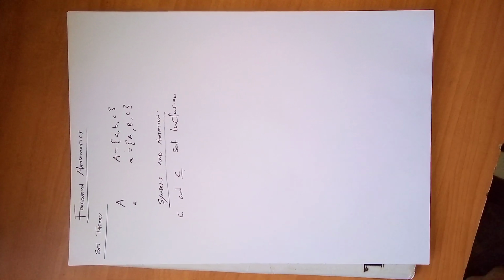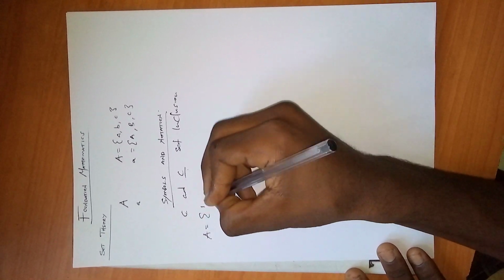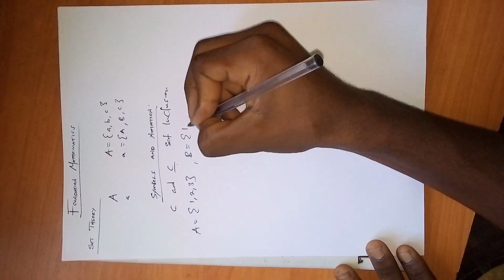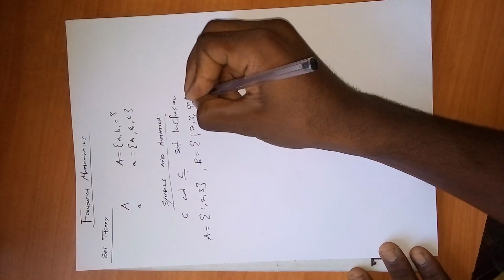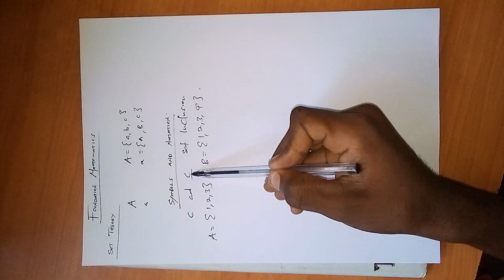But what are these symbols trying to mean? Let me give you an example. Let's say we've got set A, and set A contains the elements 1, 2, and 3. And we've got set B, and set B contains the elements 1, 2, 3, and 4. Now I want us to understand when we use this symbol and when we use this symbol.